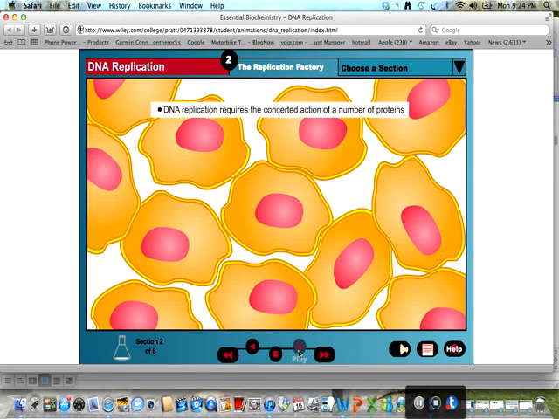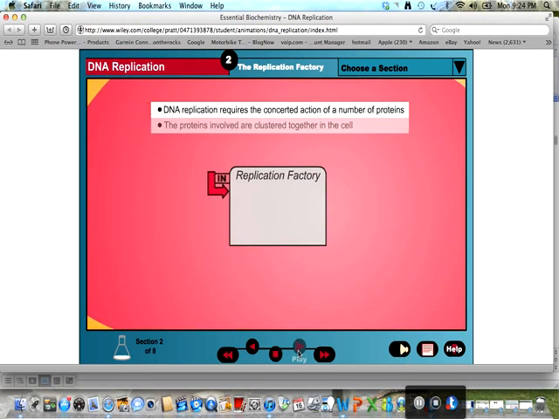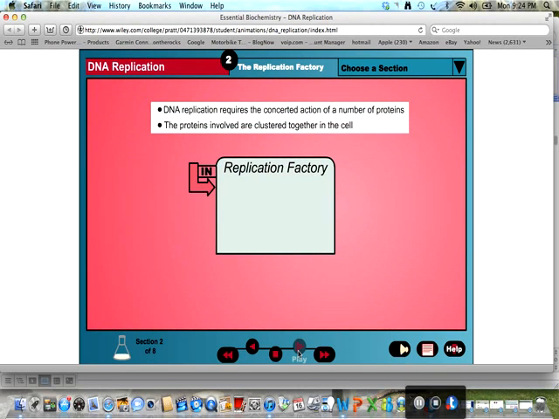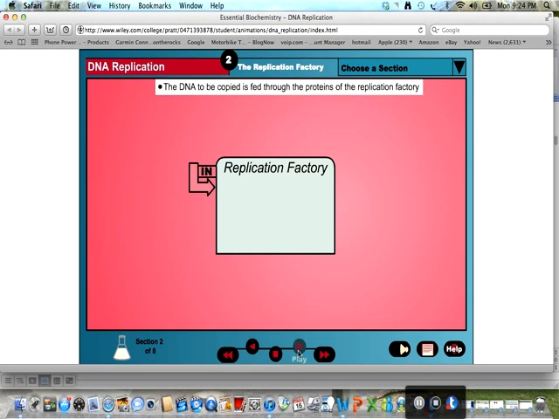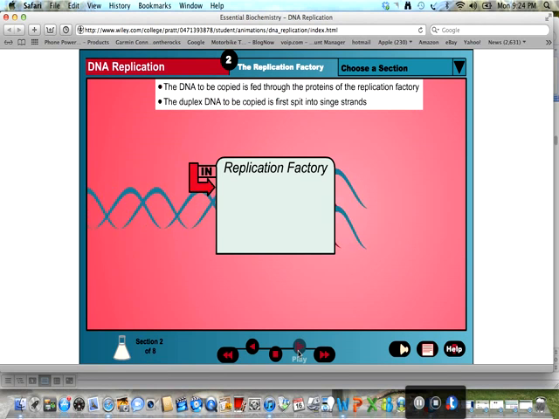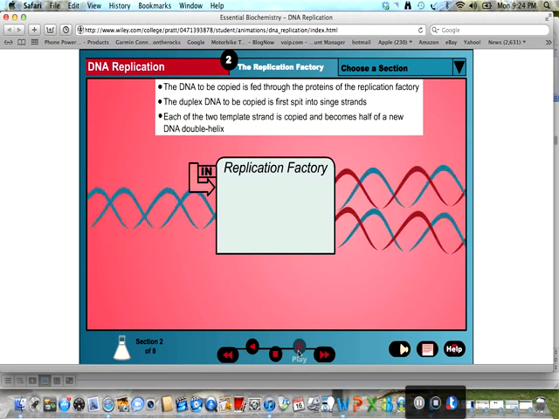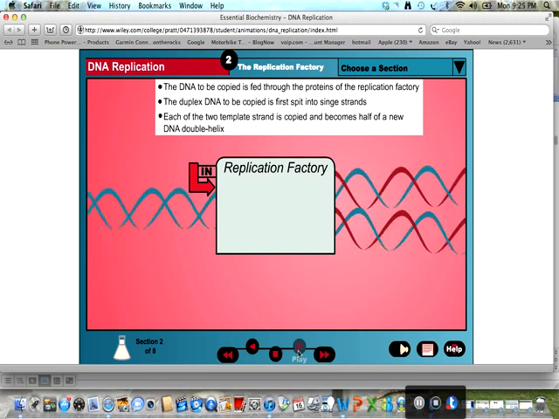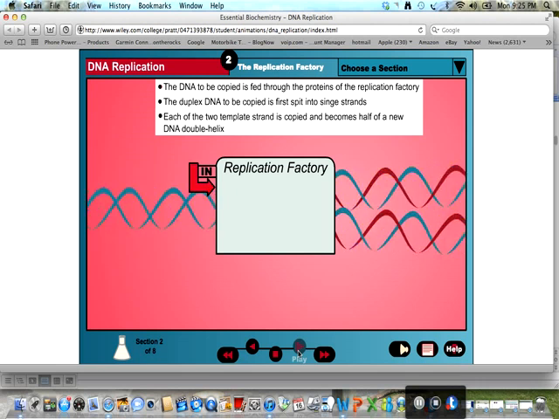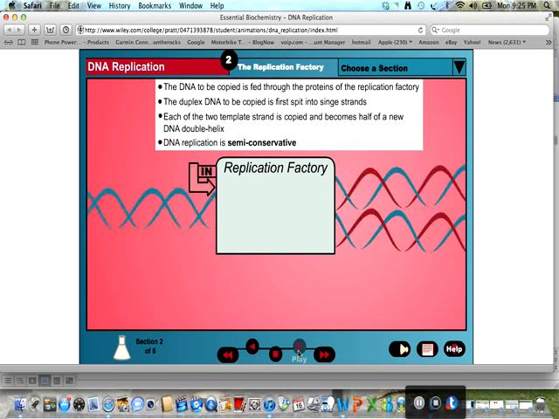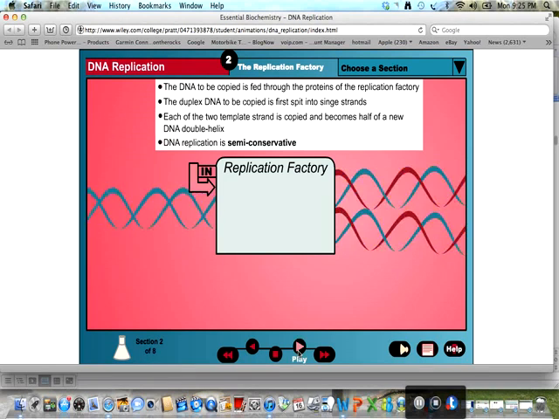DNA replication is an intricate process requiring the concerted action of many different proteins. The replication proteins are clustered together in particular locations in the cell and may therefore be regarded as a small replication factory that manufactures DNA copies. The DNA to be copied is fed through the factory, much as a reel of film is fed through a movie projector. The incoming DNA double helix is split into two single strands, and each original single strand becomes half of a new DNA double helix. Because each resulting DNA double helix retains one strand of the original DNA, DNA replication is said to be semi-conservative.